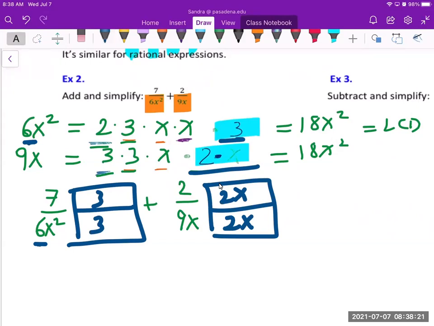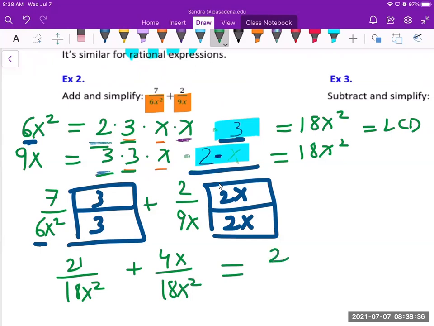Okay, so then I'm going to continue right here. Now I'm going to multiply. 7 times 3 gives me a 21 over 18x squared plus 4x over 18x squared. Now, because they both have the same denominator, I can add the numerators. 21 plus 4x over 18x squared.